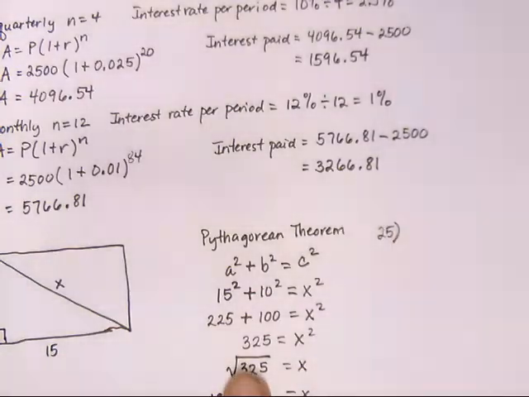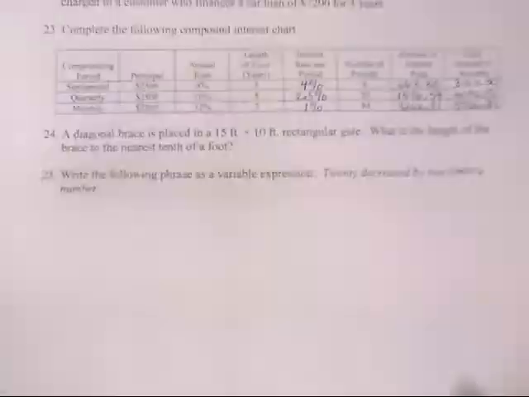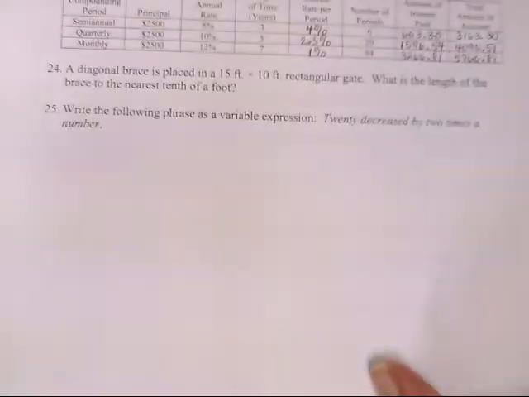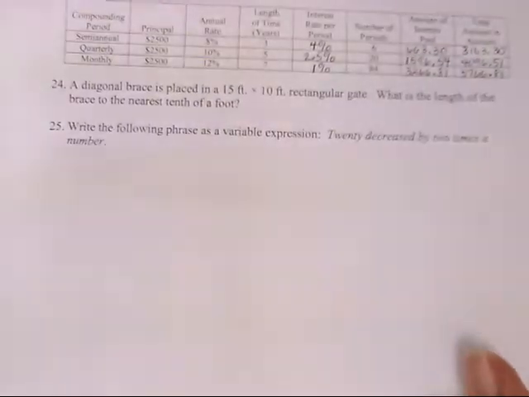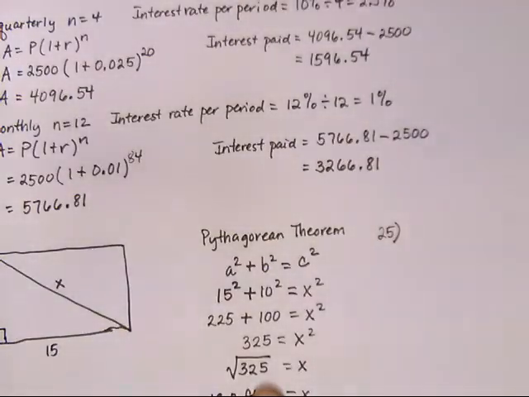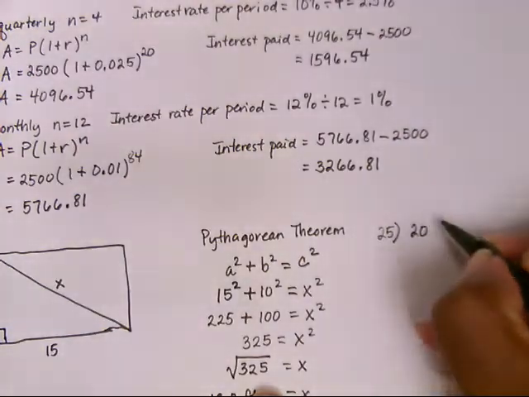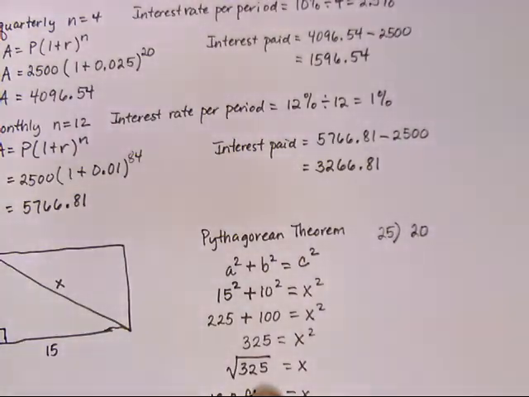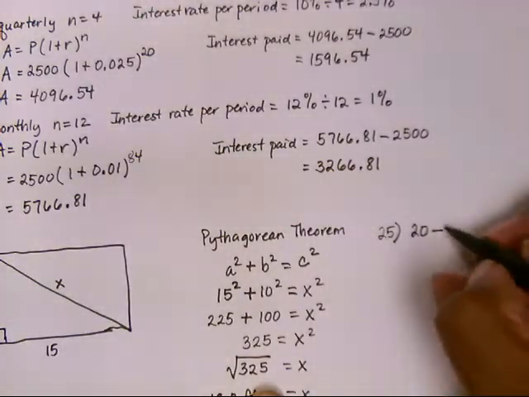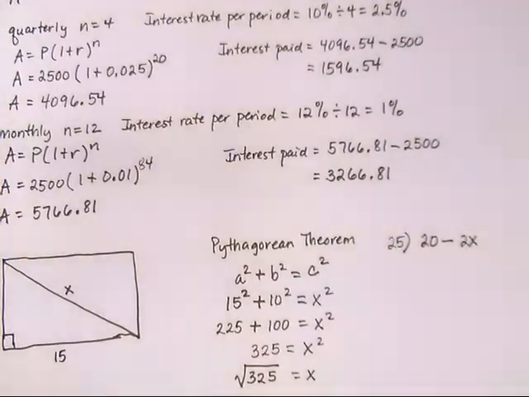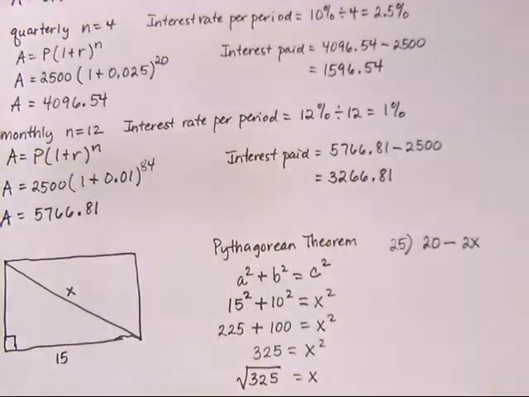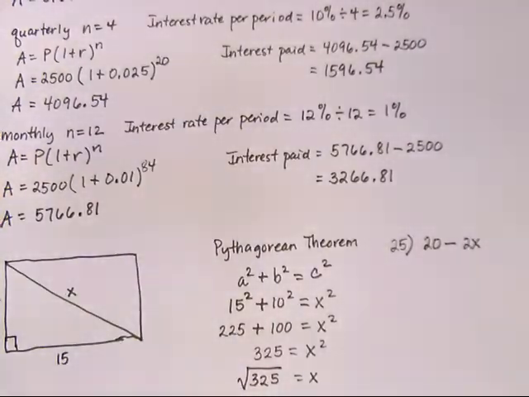And finally, on your review sheet number 25, write the following phrase as a variable expression. 20 decreased by 2 times a number. Okay, well, the number 20, I can write that as 20. Now, the word decreased by, if something's decreasing, that means I'm subtracting 2 times a number. It'll be 2x. And I'm going to let x be the number. So that will be the variable expression for that phrase, 20 decreased by 2 times a number.